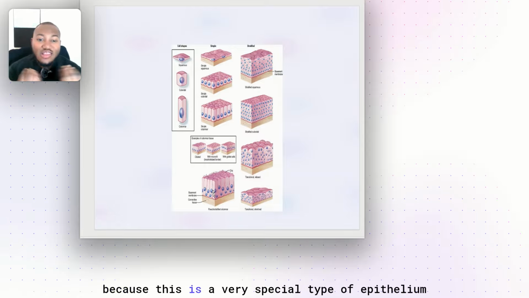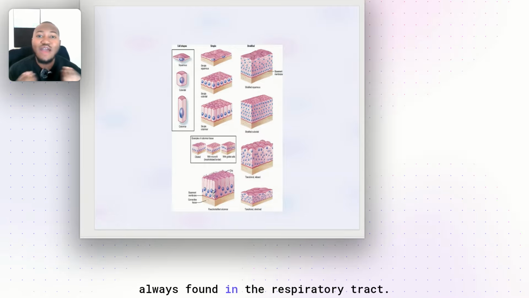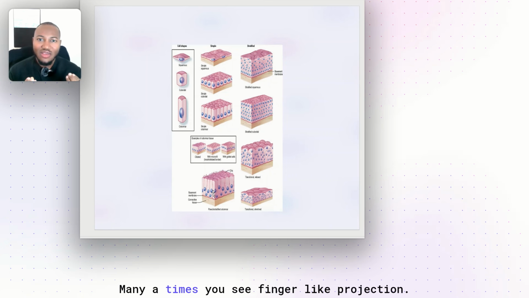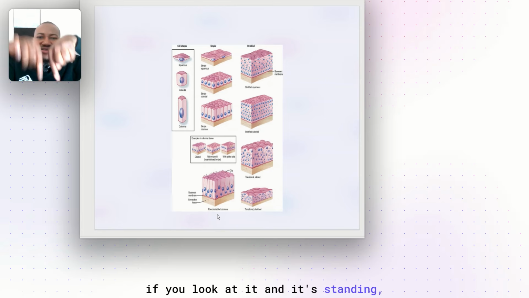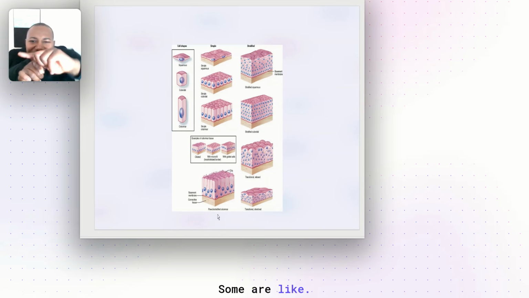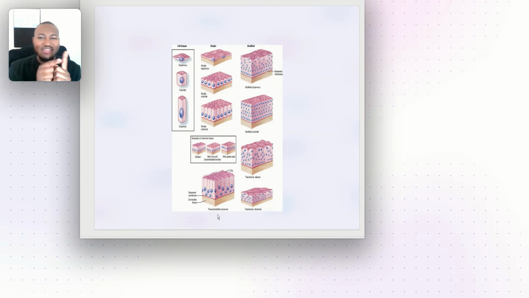because this is a very special type of epithelium, always found in the respiratory tract, always. It always has cilia many a times. You see, finger-like projection, look at it, you see the cilia. So the pseudostratified, if you look at it and it's standing, this thing is not too clear. Some are like they bend on the others, trying to confuse me. That's what pseudo means. The word pseudo is false. And all of them have hairs mostly.